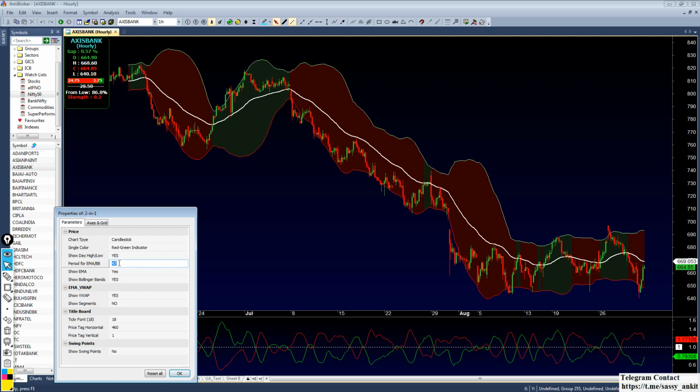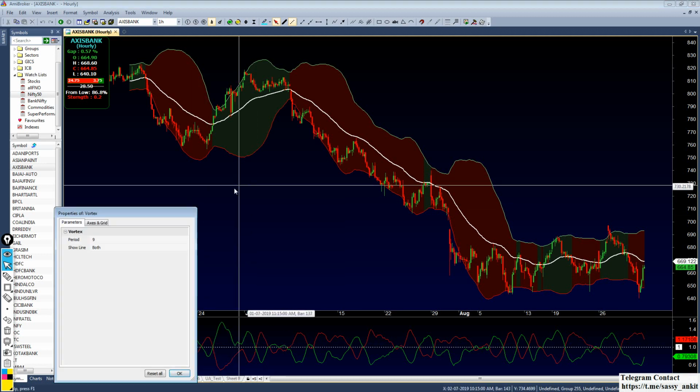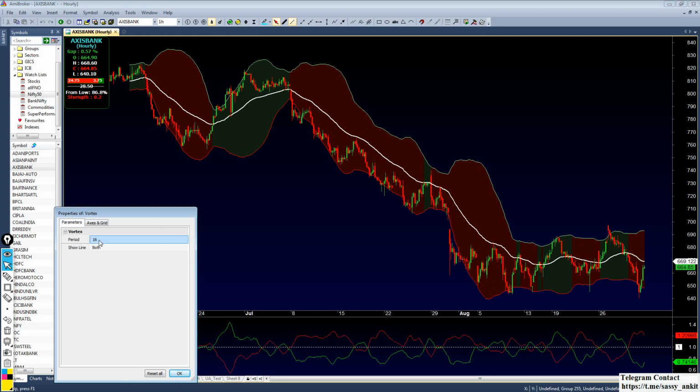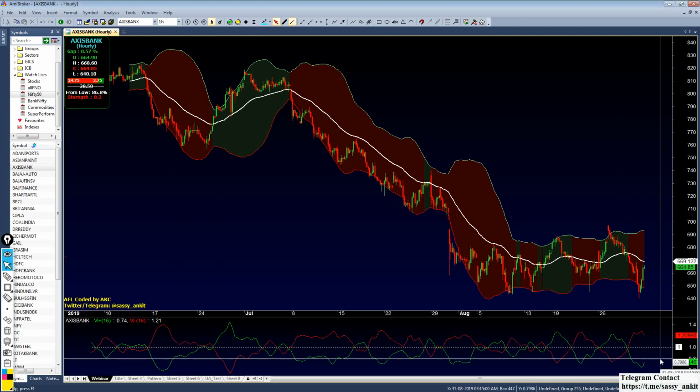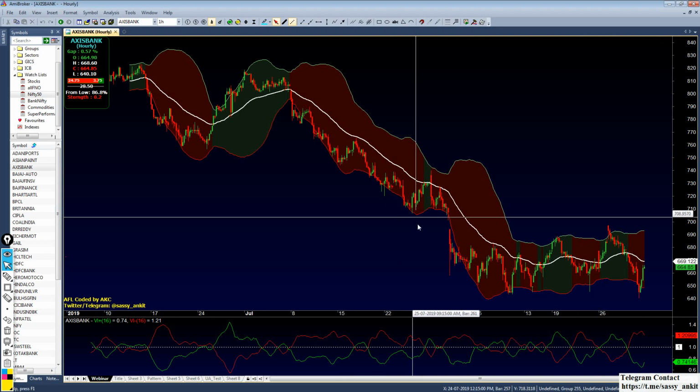So the nearest is 48. 48 divided by 3 is 16. So we will take 16 here. Okay, so this is our view.